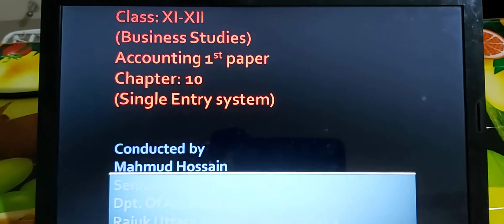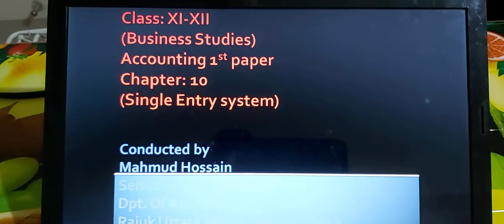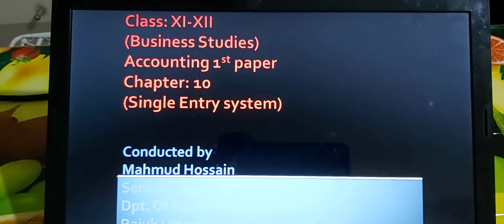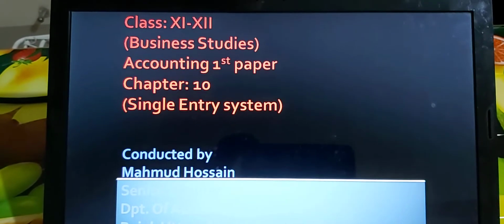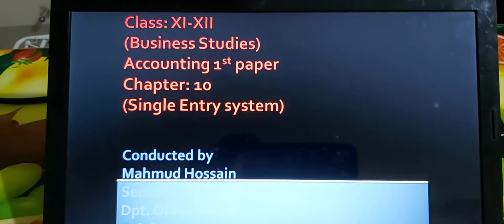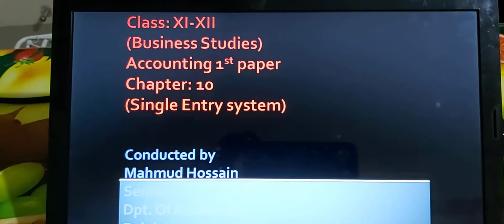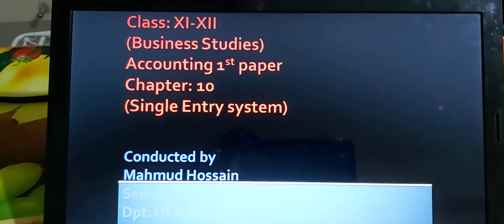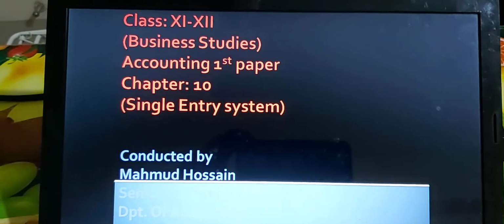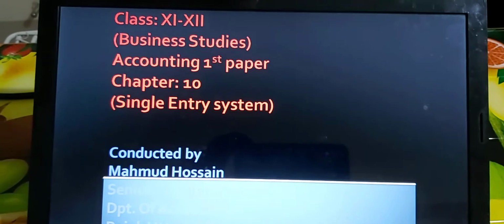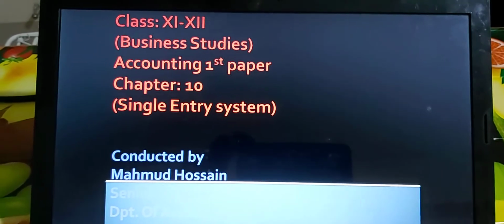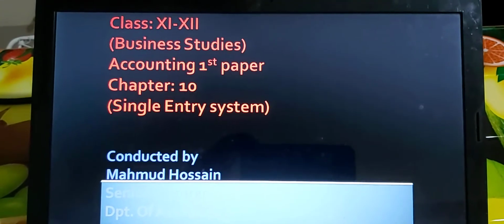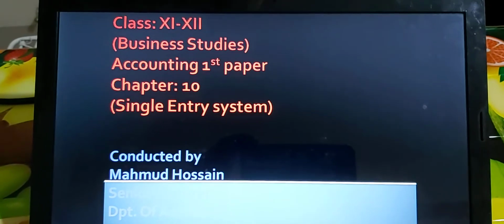You are most welcome to my new lesson for the subject of accounting first paper for the class of 11 and 12 business studies students. This is chapter number 10, the single entry system. We have already completed 2 lectures for this chapter. This is lecture number 3 for the single entry system.